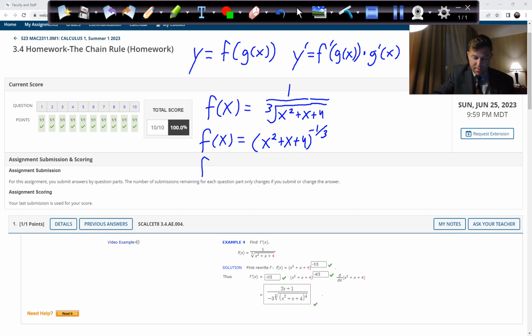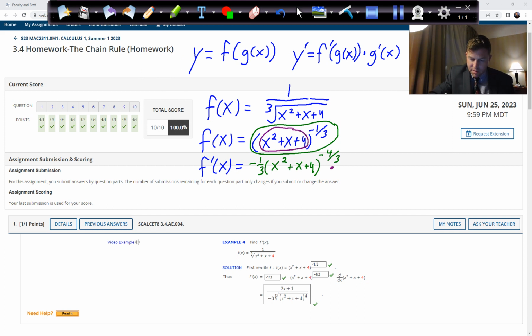Now f prime would be equal to the outside derivative, which is, let me see if color can help us. The outside derivative would be the derivative of this, which would be bring the minus 1/3 down, leave the bubble exactly the same, subtract 1 from the power, so it'll become minus 4 over 3, then it's times the derivative of the inside stuff. So times the derivative of the inside function would be 2x plus 1 plus 0.